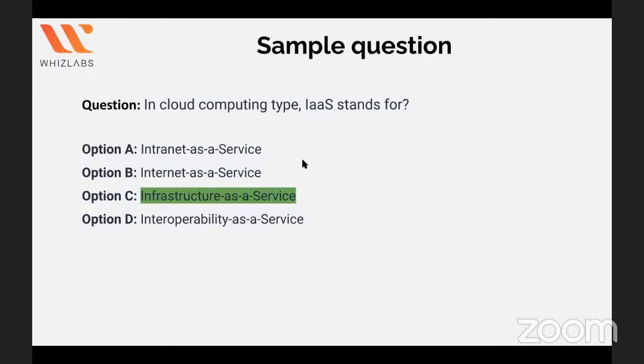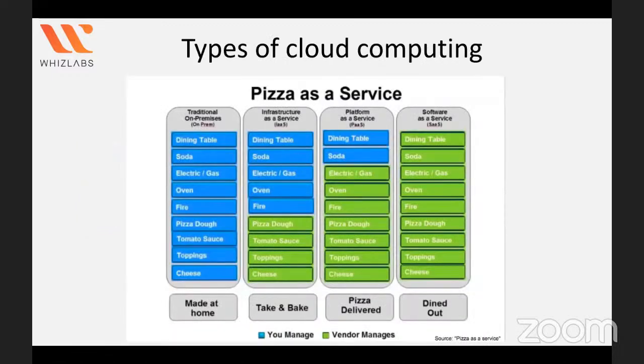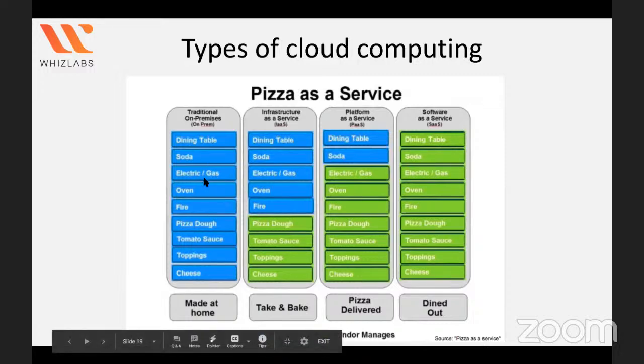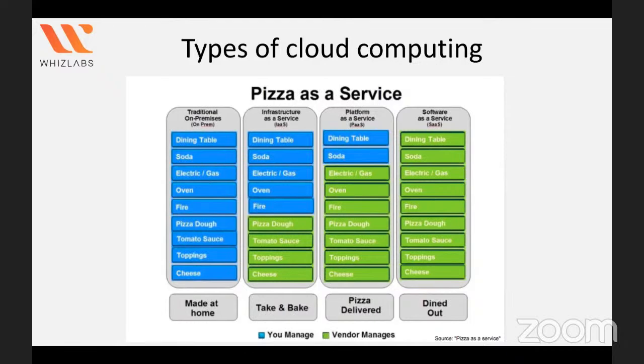Okay, so here the obvious answer is infrastructure as a service. We just discussed this. And now we are going to see the types of cloud computing with a small example of pizza as a service. I found this example very interesting, where you have a traditional on-premise infrastructure, platform, or software. If you are baking your pizza at home, that is what on-premise is called. That's what we have been using for years now.